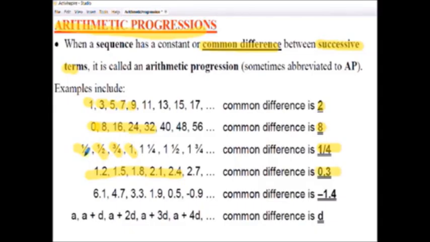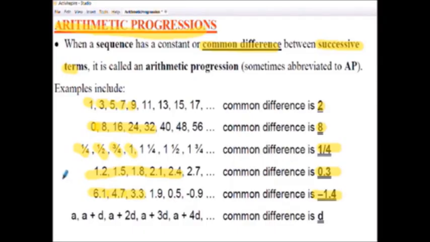This series here has a negative common difference, 6.1, 4.7, 3.3, etc. It has a common difference of minus 1.4. If we take 1.4 from the preceding number, we get the next number.